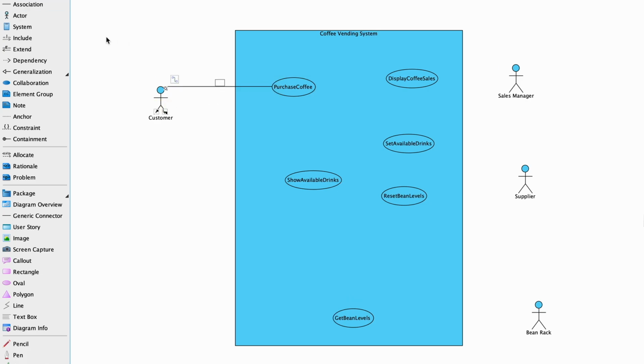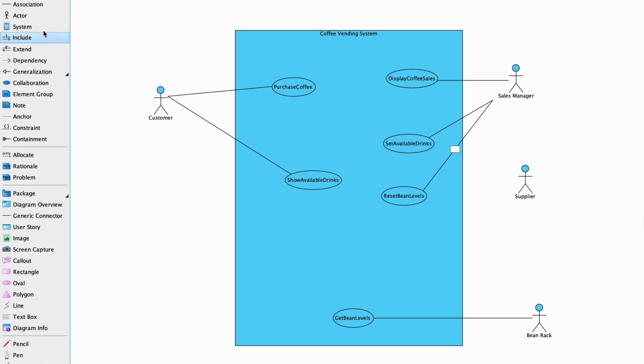The association line is a simple yet important concept. This line is used to show a relationship between an actor and a use case. It signifies that the actor participates in the use case in some way, typically by initiating or interacting with the process. In our example, the coffee vending system, the customer is the actor who wants to purchase coffee, which is the use case. The association line between them tells us that the customer interacts with the system to make this happen. This line doesn't indicate the flow of actions or the sequence. It simply shows that a connection exists.